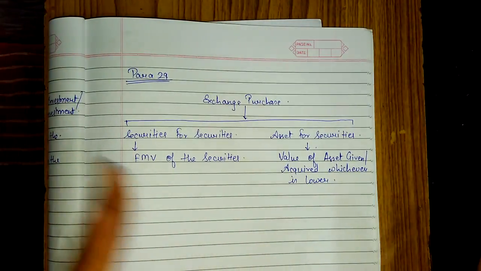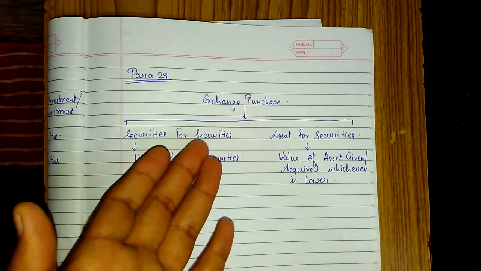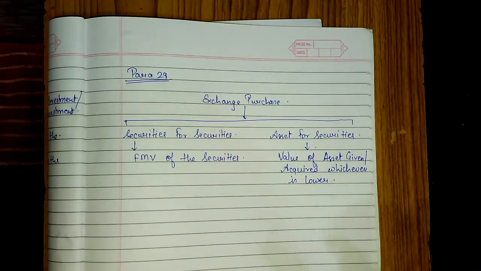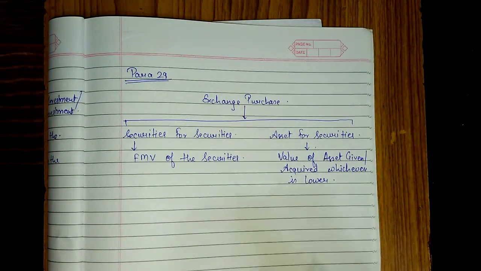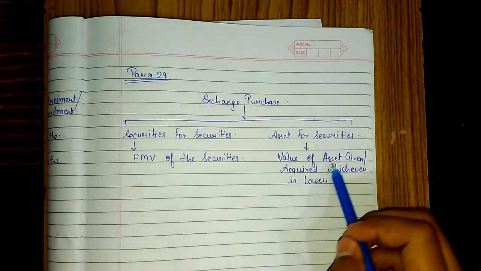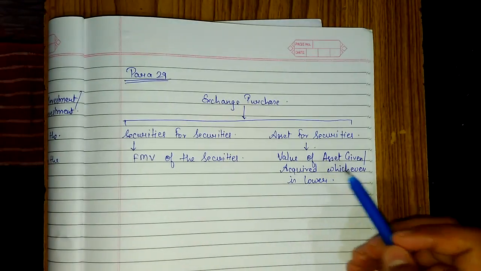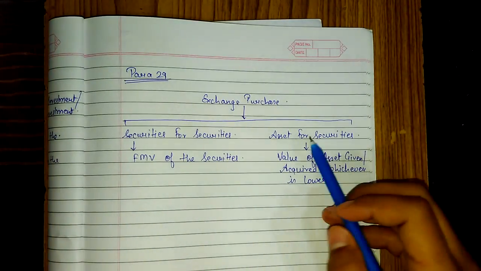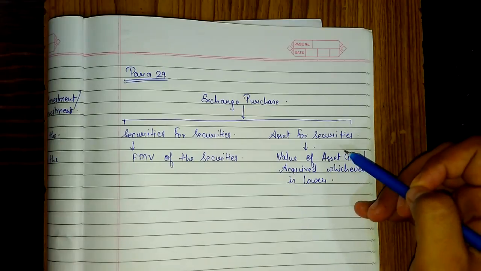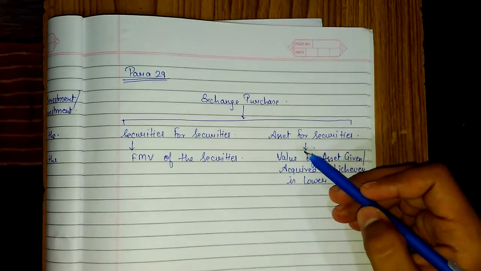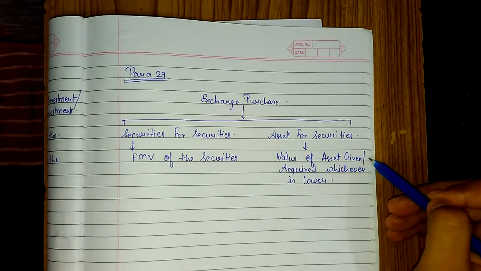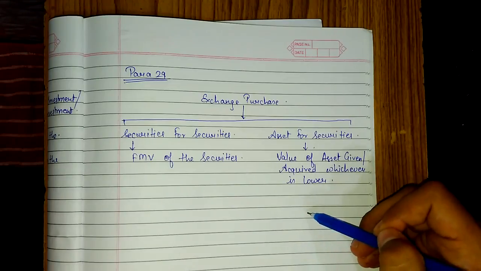When you are giving the asset, there might be a possibility that you don't know the value of the asset that you are giving, but you know the value of the asset you are purchasing, that is the security. So value of the asset acquired or value of the asset given. There might be a possibility you don't know the value of the security, but you know the value of your own asset. So value of the asset given or value of the asset acquired, whichever is lower.